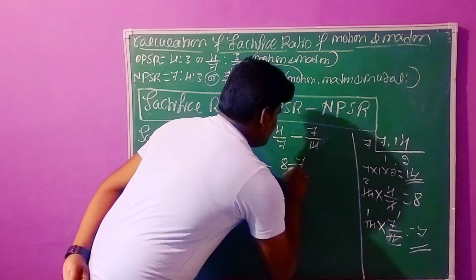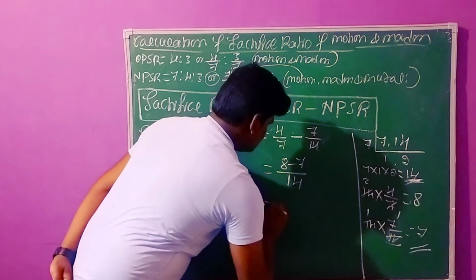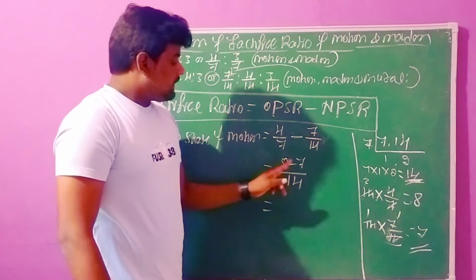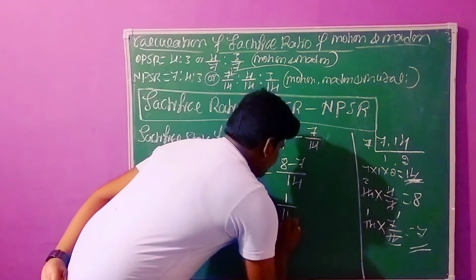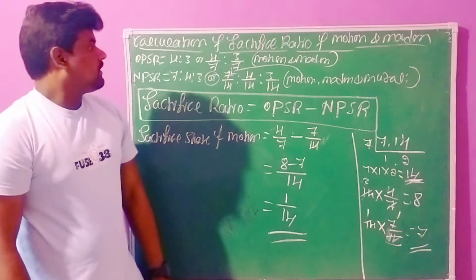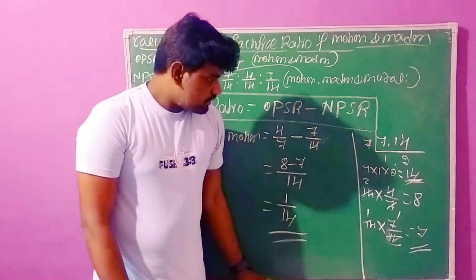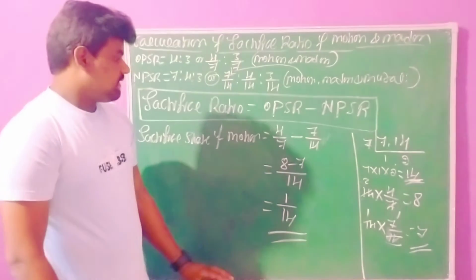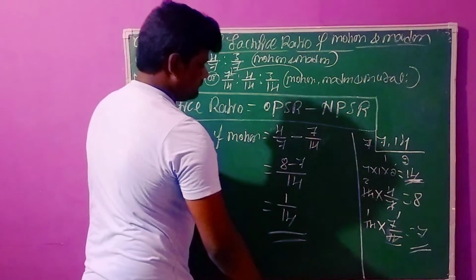8 minus 7 divided by the maximum value, it is 14. So 8 minus 7, what is the difference? 1. 1 divided by 14. This is the sacrifice share of Mohan. So in the next step, in the same way, we can calculate one more partner's sacrifice share.